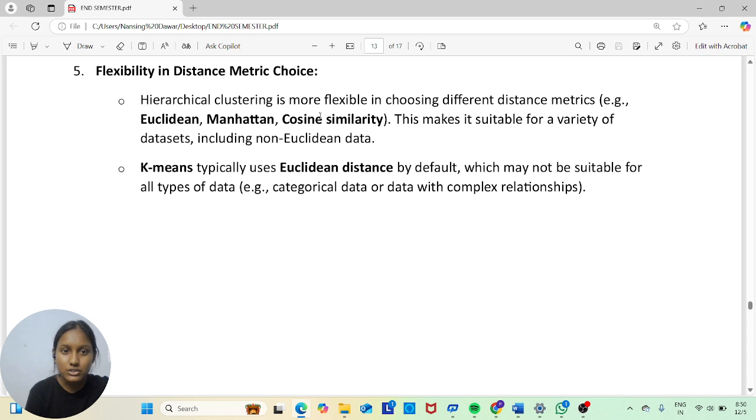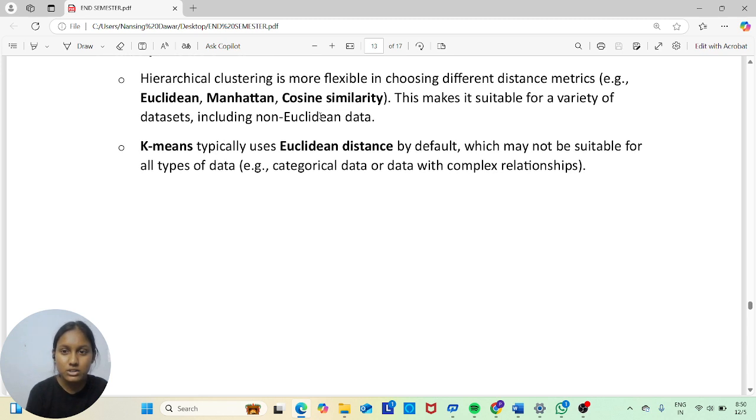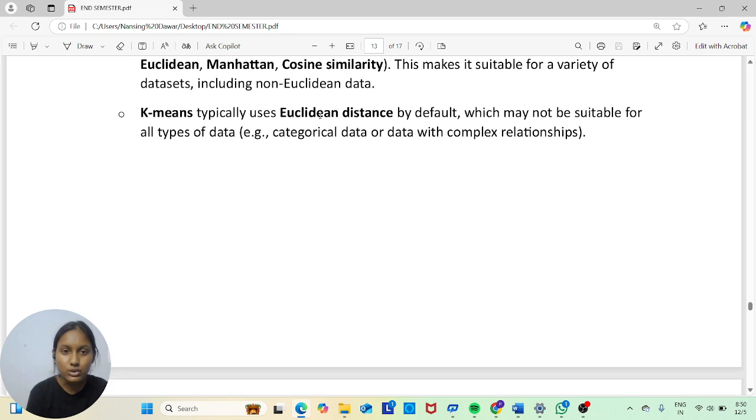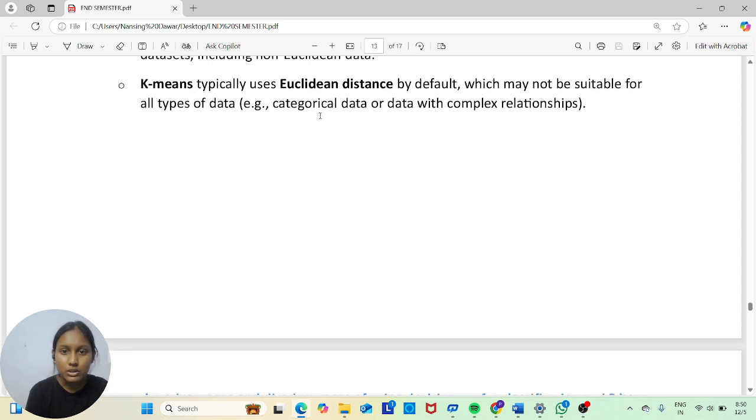Hierarchical clustering is more flexible in choosing different distance metrics. This makes it suitable for a variety of datasets, including non-Euclidean data. K-mean typically uses Euclidean distance by default, which may not be suitable for all data types.